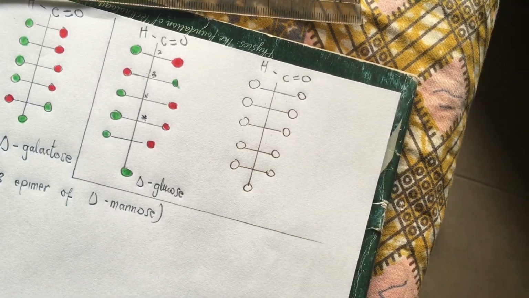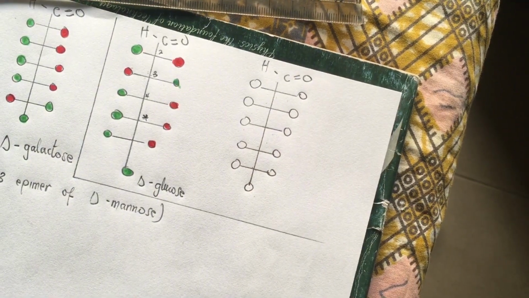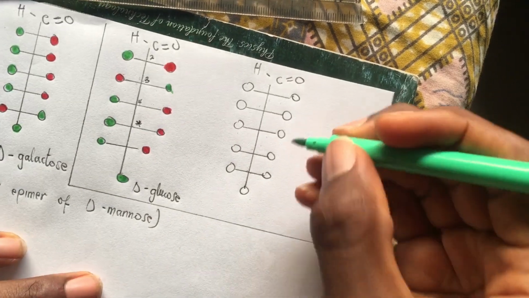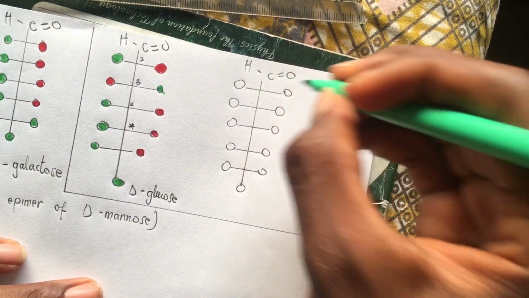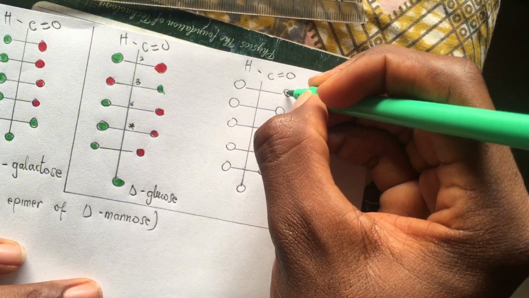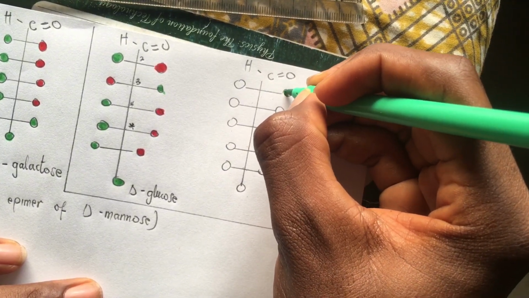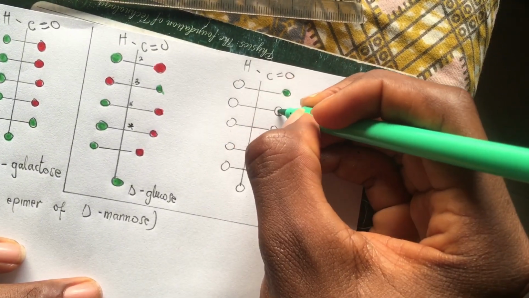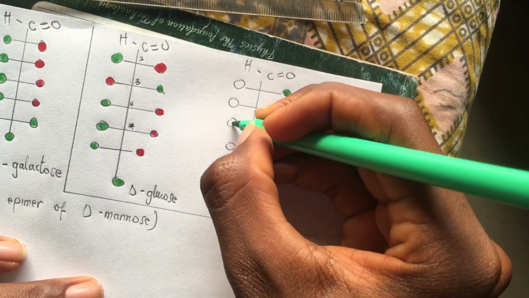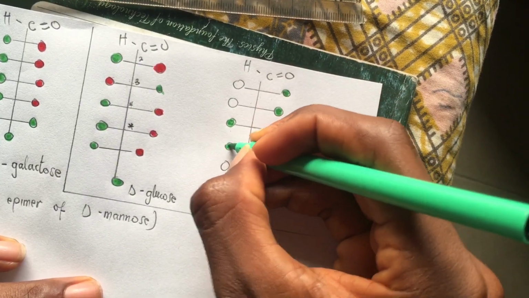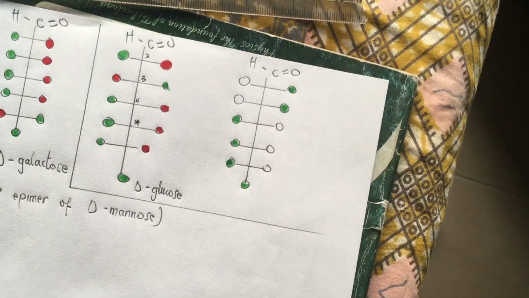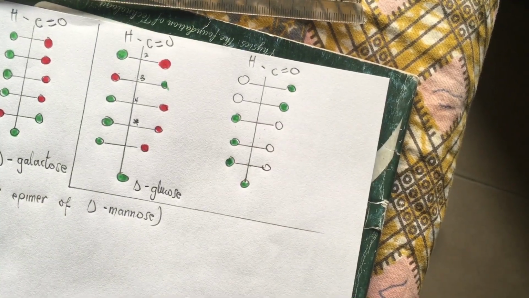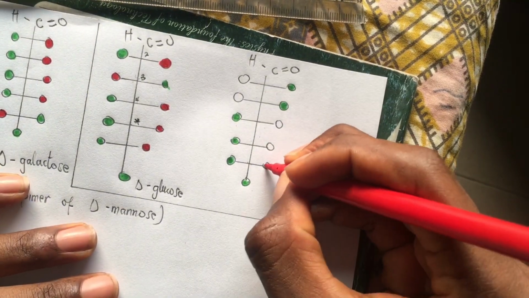Let's try and change the configuration at carbon 2. So if you are changing the configuration at carbon 2, this means that if the OH group was on the right, we are going to change it to left. So right now our OH group will rather be what? Will be left. Same thing applies here. You only change the configuration at carbon 2. Apart from that, there is nothing else again. Now, this is also our OH groups.